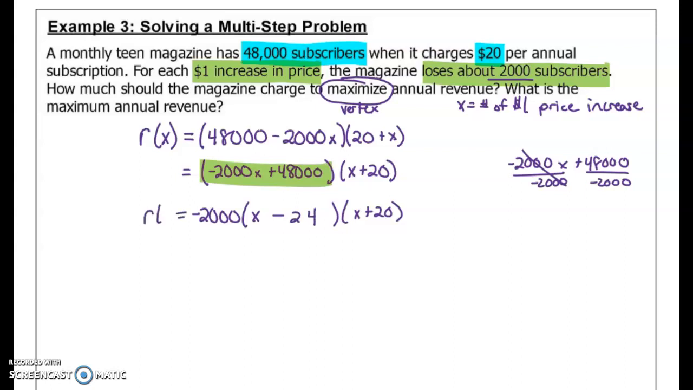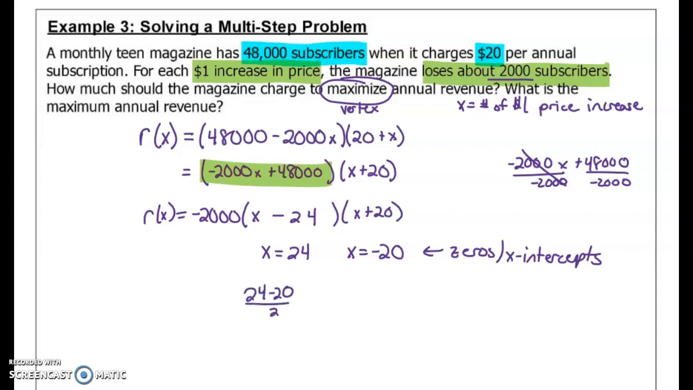All right, so this is our revenue function in intercept form. That means that my intercepts are x equals 24 and x equals negative 20. These are my zeros, also known as my x-intercepts. If you remember from chapter 2, how you find the vertex from knowing your x-intercepts is you add them and you divide by 2. That gets you the x value of the vertex. So 24 plus negative 20 is 4, divided by 2 is 2. So that's the x value of the vertex.